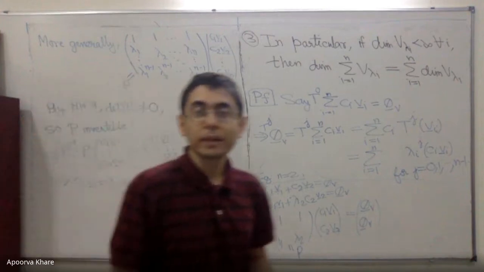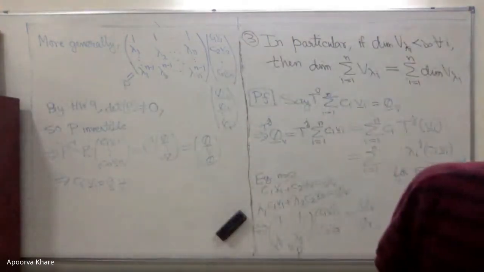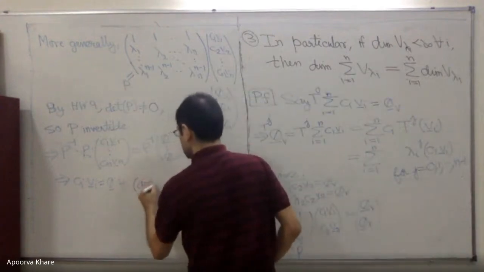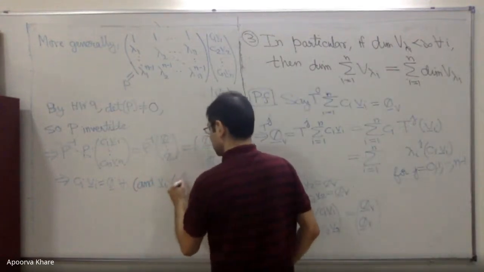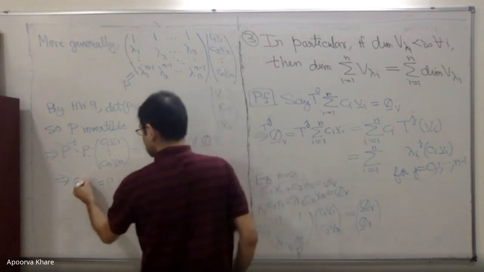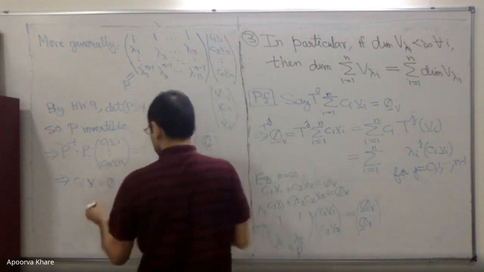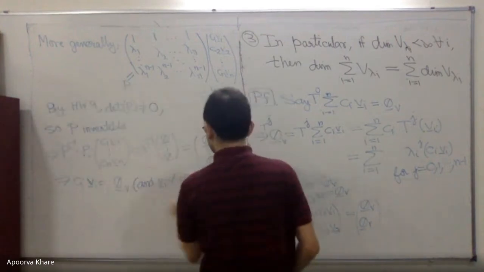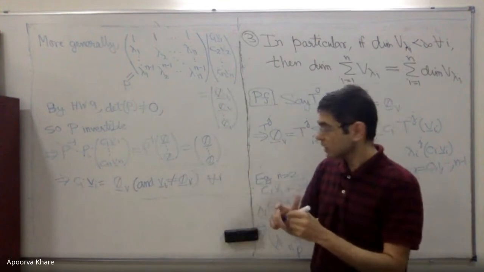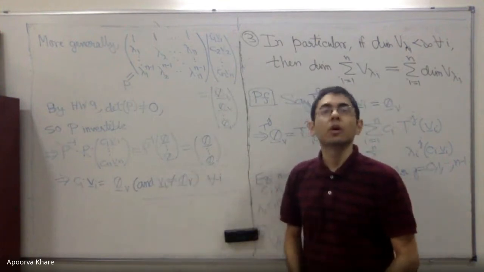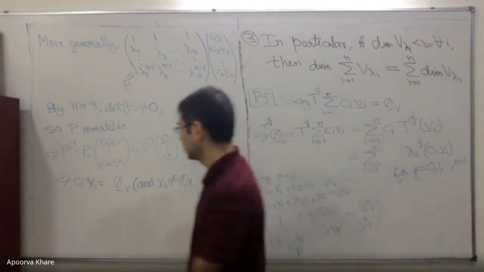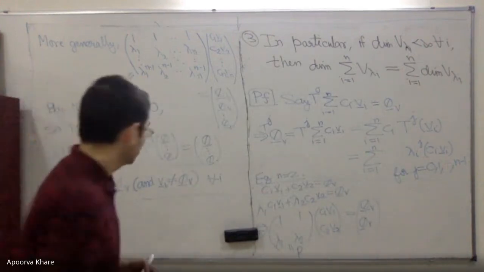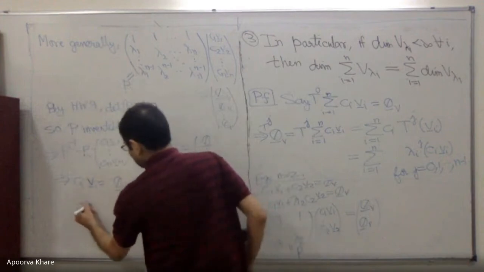Why does that imply that each of the Ci is 0? So Ci is 0 for all i. The claim is that because Vi is non-zero, this implies Ci is 0. Why? What happens if Ci is non-zero? I'll leave it to you to think about, but I'm just going to say this is obvious.